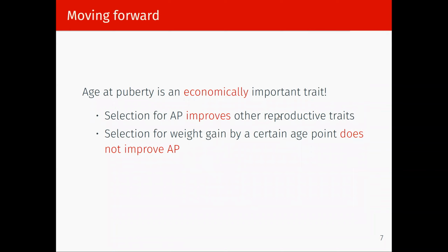So what do we do with this information moving forward? Well, first and foremost, we've proven that age at puberty is an economically important trait and that selection for age at puberty does in fact improve other reproductive traits. We've also shown that selection for weight gain by a certain age point does not improve the age at puberty, and depending upon which age point you're talking about, it actually increases the age at puberty and has an unfavorable response. So in the end, what we really need to do is define more cost-effective measurements of age at puberty so that we can consider this trait more long-term in our swine breeding programs.